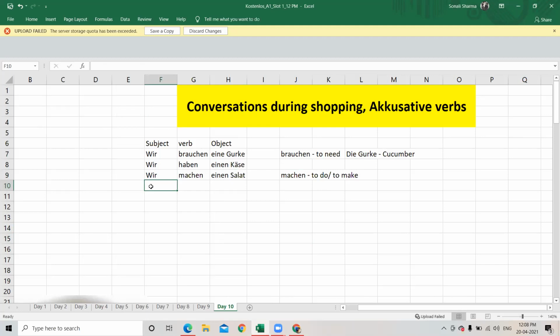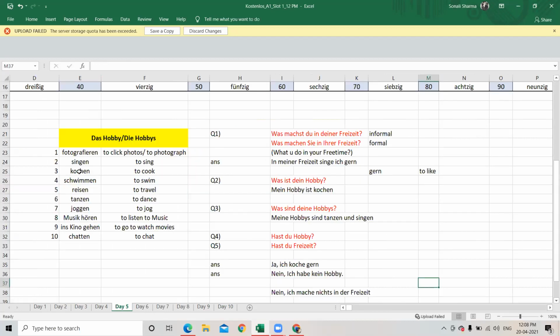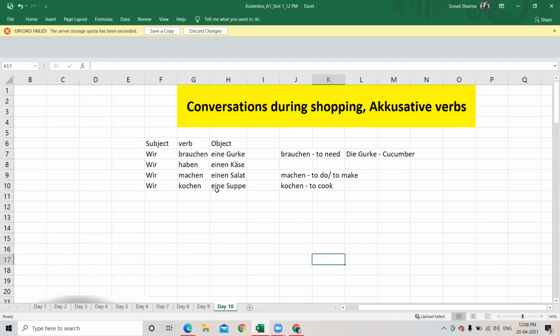Next one is the verb kochen. We are kochen eine Suppe. Suppe is soup. And kochen, I told you this in the hobbies part. If you guys remember when we learned about hobbies, let's check. Yeah, so here kochen is to cook. So we are kochen eine Suppe, that means we are cooking a soup. Suppe is soup, so I must write this also. Die Suppe is soup.